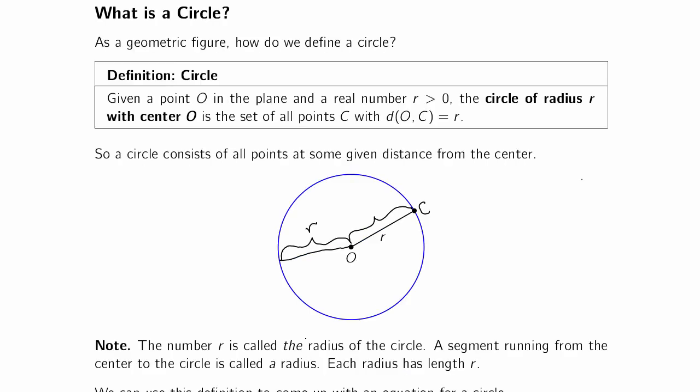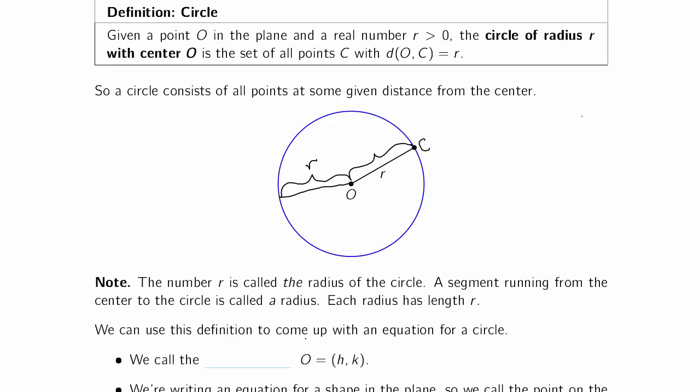We use terminology in a slightly confusing way here. The number r is called the radius of the circle. So if r equals 3, we say the radius is 3. A segment running from the center to a point on the circle is called a radius. So a radius is a segment. The radius is the number that is the length of each radius, which is really weird. In context, just look for, are you trying to talk about a number or are you trying to talk about a line segment?